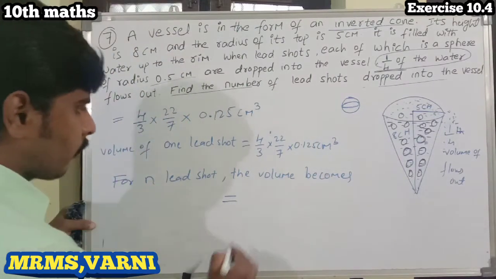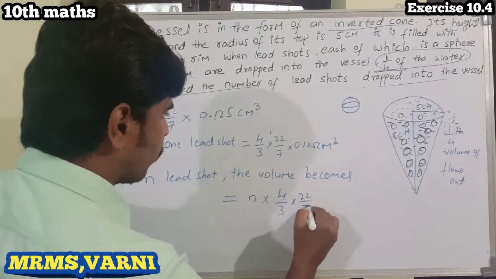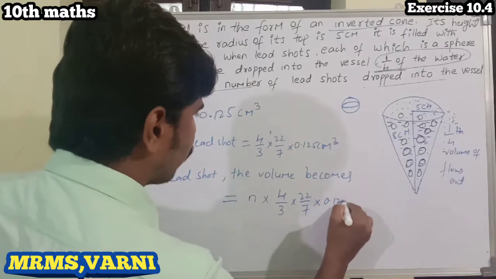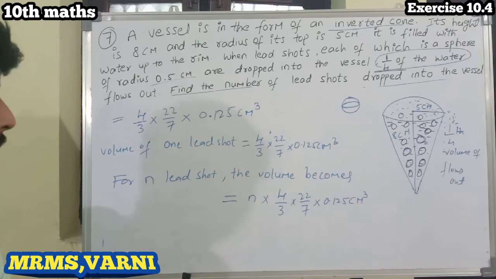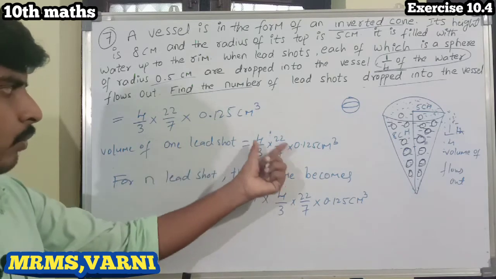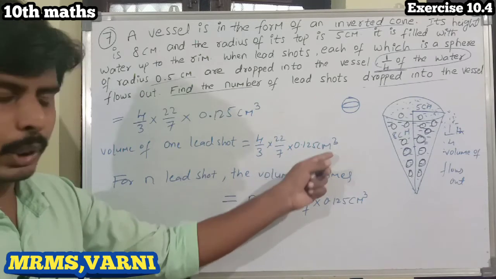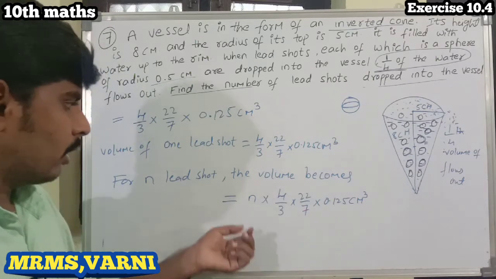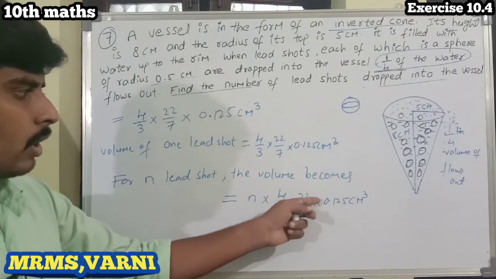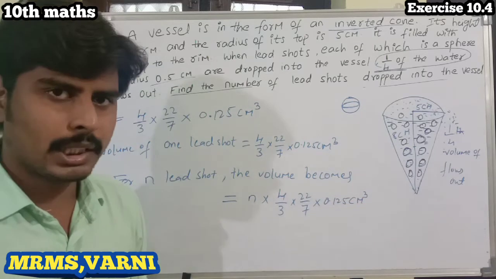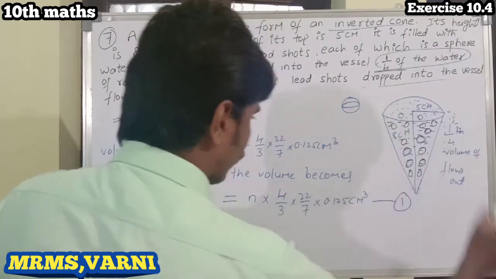n into 4 by 3 into 22 by 7 into 0.125 centimeter cube. Is it clear? For each lead shot the volume is 4 by 3 into 22 by 7 into 0.125 centimeter cube. For n lead shots we have to multiply with n, giving n into 4 by 3 into 22 by 7 into 0.125 centimeter cube. Is it clear? Consider it is equation 1.